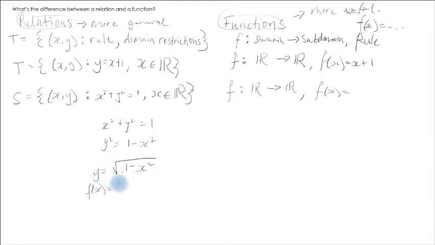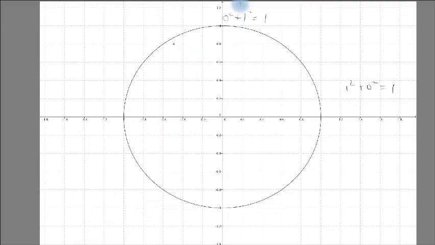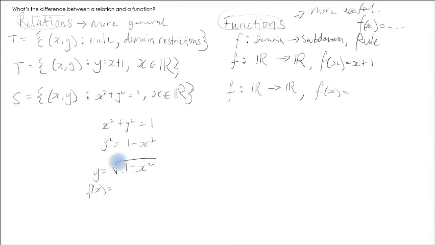Now, if we were to plot the square root of 1 minus x squared, we actually end up with this. We only end up with half our circle, and that's because of the nature of this square root function here. This is the reason why relations are more general, because you can have a circle as a relation, but you can't have a circle written as a function. So to finish this off, it'll be f(x) equals the square root of 1 minus x squared. And now they're not the same. This one's a circle, this one's just a semicircle.